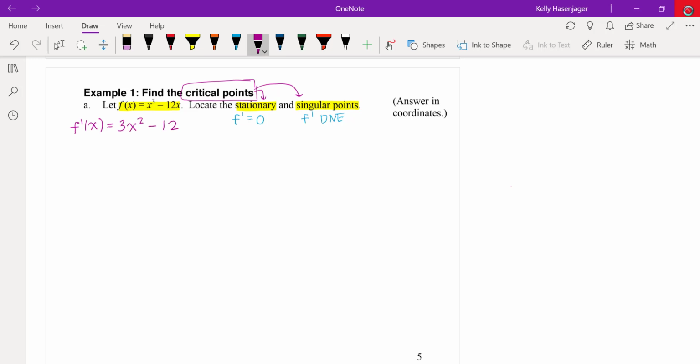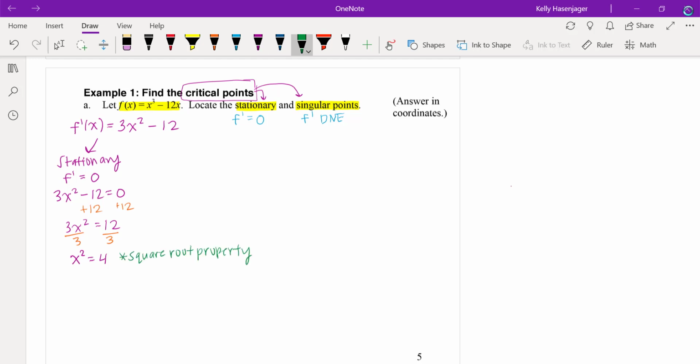X cubed becomes 3x squared, and negative 12x becomes negative 12. To find the stationary point, we're going to set that derivative equal to 0. So we get 3x squared minus 12 is equal to 0. To solve that, we're going to add 12 to both sides, so we get 3x squared is equal to 12. Then we can divide both sides by 3. The 3's cancel, so we're left with x squared is equal to 12 divided by 3, which is 4.